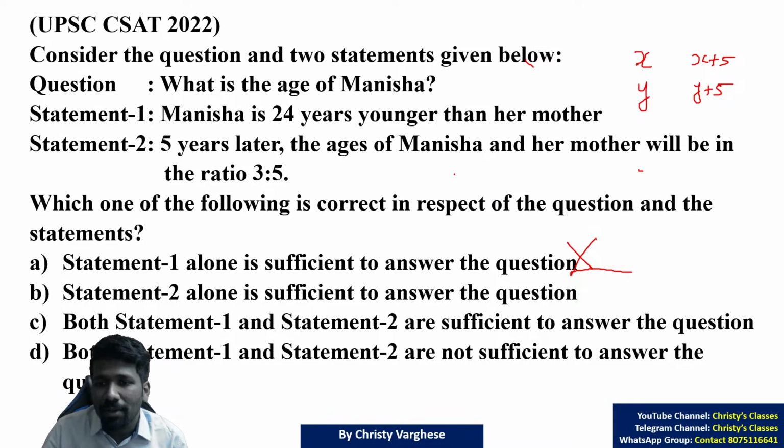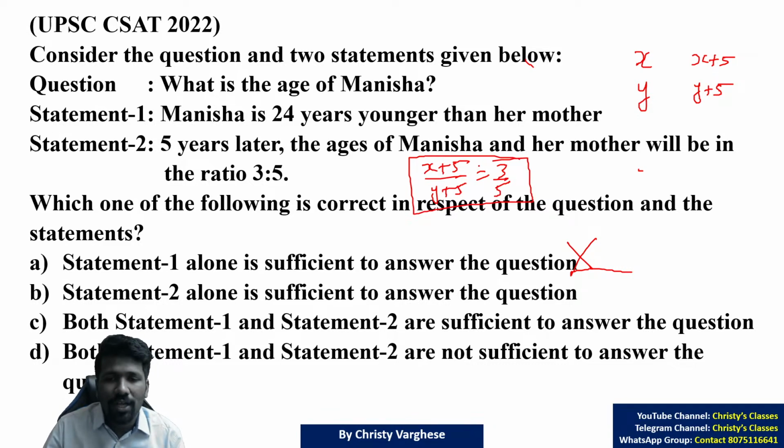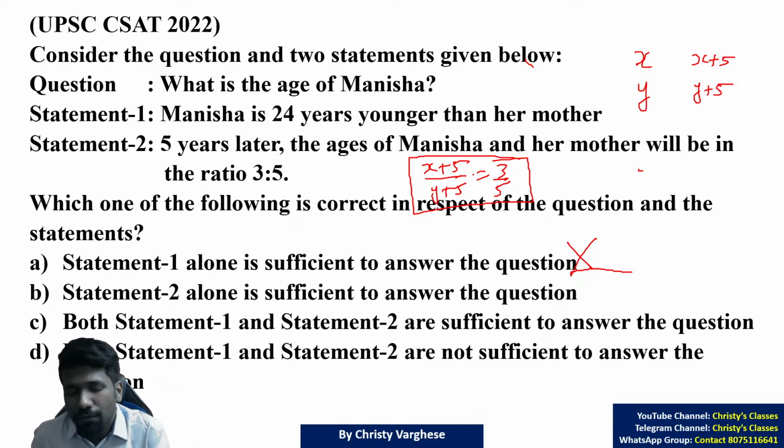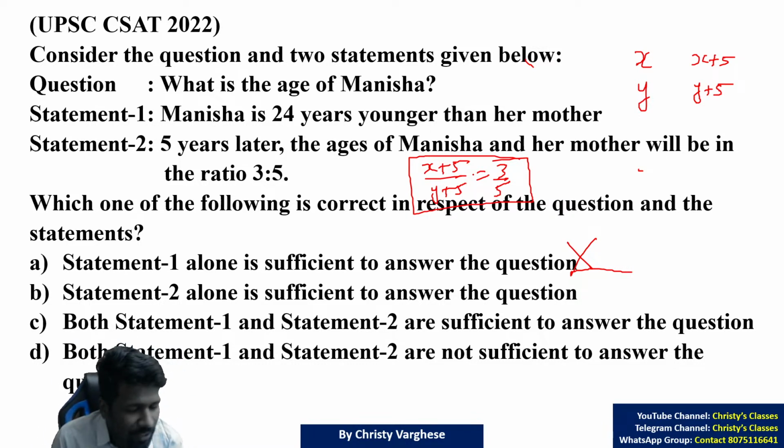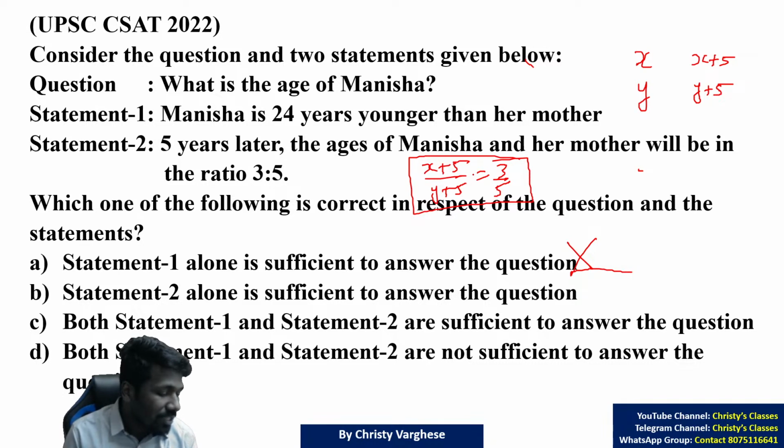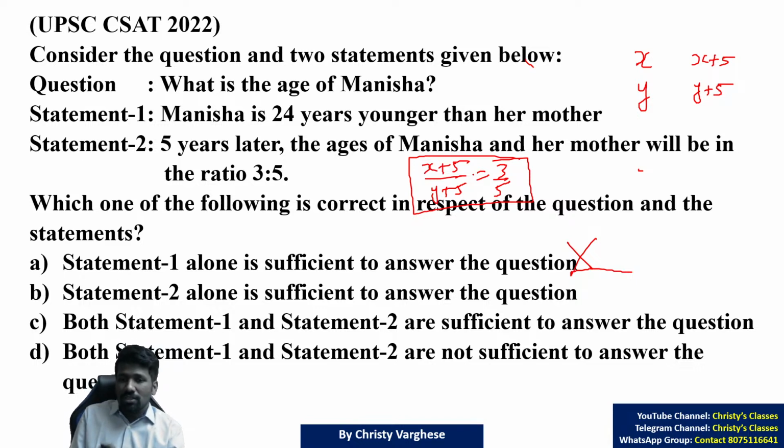The ages of Manisha and Manisha's mother will be in a 3/5 ratio 5 years later, so X plus 5 divided by Y plus 5 is equal to 3/5. Is this equation enough to solve for X and Y? I told you in the finding the X chapter already: if two unknowns are there, two equations are ideally needed to solve it, unless the equation is designed in a special way. Otherwise, in almost all cases, two unknowns means two equations are needed.